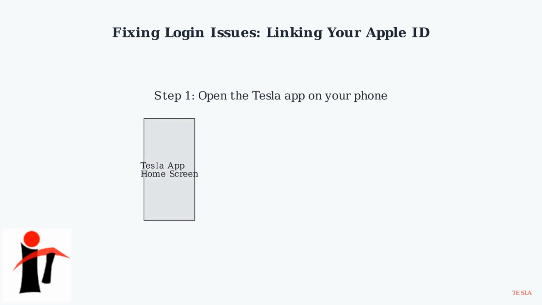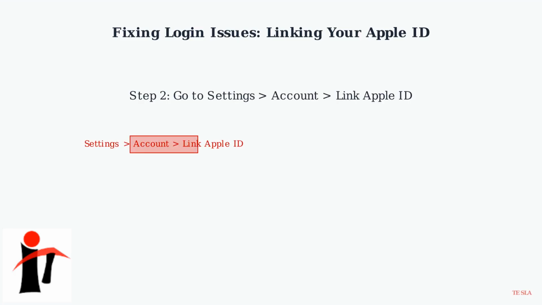Open the Tesla app on your phone to access the settings where you can link your accounts. Navigate to the Settings menu in the app. Then find your account settings where you can link your Apple ID. This creates the necessary connection between your accounts.